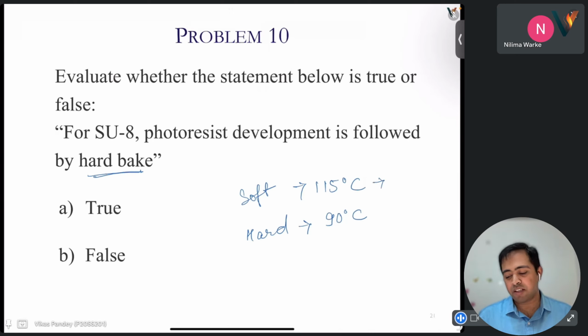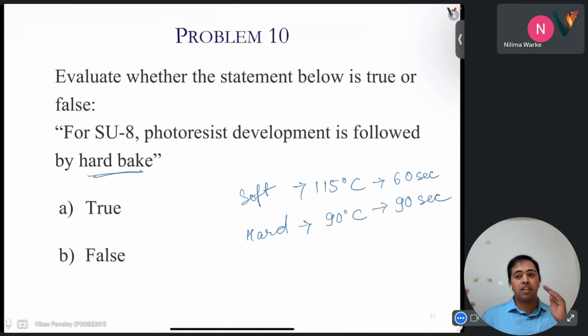What will differ is that in this case, say it was done for 60 seconds, in this case it is being done for 90 seconds. So from the name, don't think that soft bake means lower temperature and hard bake will be at higher temperature. It is more about what effect it is having. In case of soft bake, it is just removing the moisture. In case of hard bake, it is making the left pattern stable for further processing, so that it does not get removed easily.